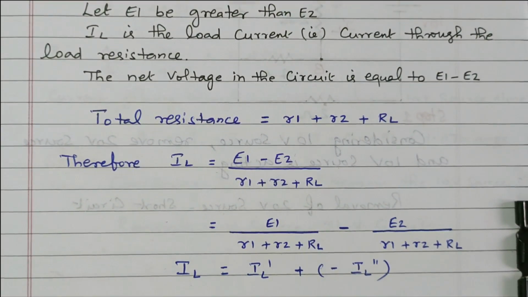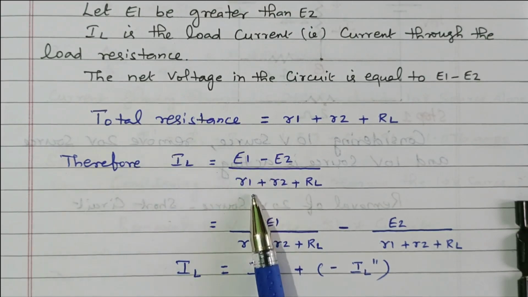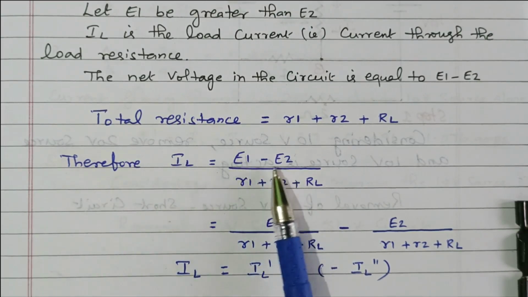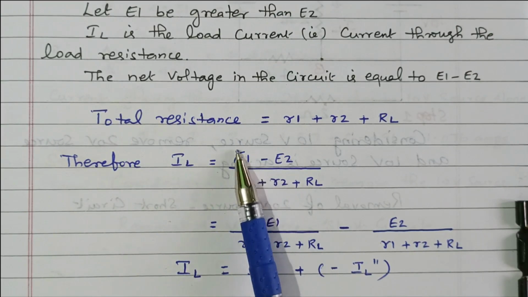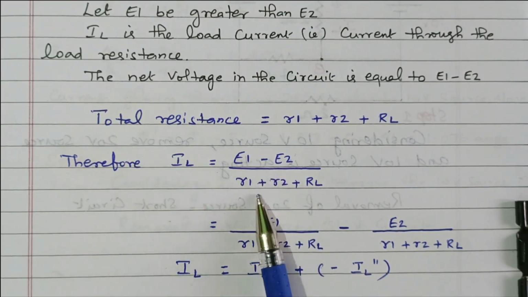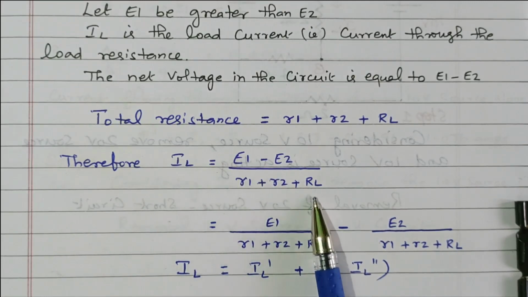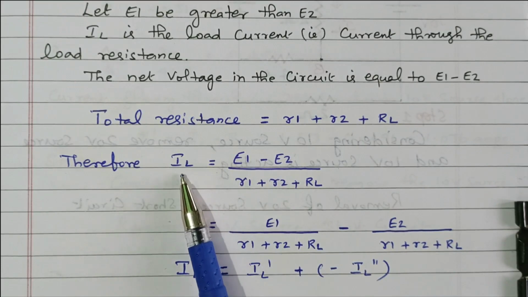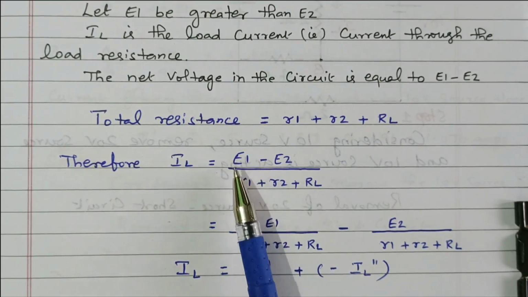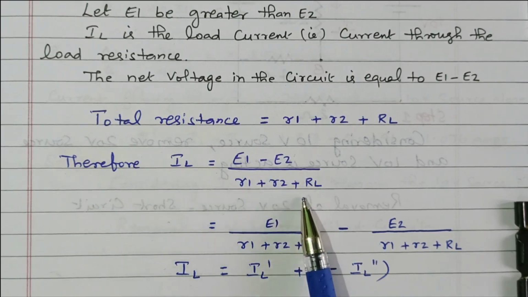Load current IL? The load current IL is nothing but I equal to V by R. V is E1 minus E2. The voltage is E1. We consider E1 is greater, E2 is lesser. So E1 minus E2 divided by resistance. Resistance is R1 plus R2 plus RL. So the normal Ohm's law: I equal to V by R, V is E1 minus E2, R is R1 plus R2 plus RL.